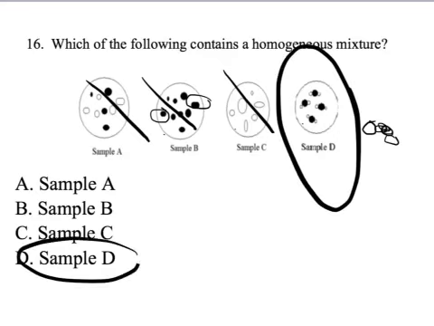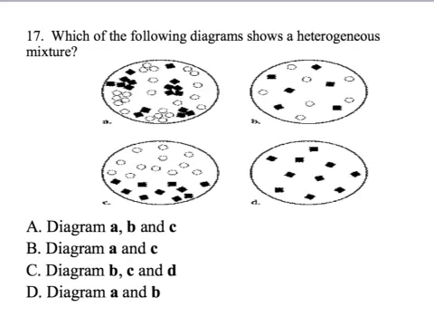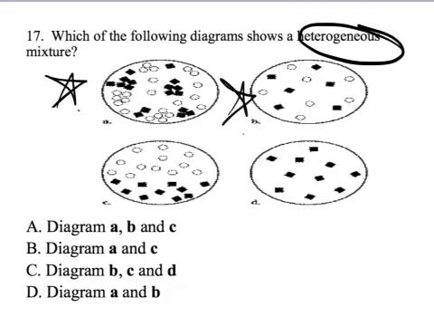Which of the following shows an example of a heterogeneous mixture? So, start thinking. What do you think the answer is? Okay, hetero means different. Diagram A is different, so that's a possible. Diagram B, well, that's different too. Diagram C, well, that's different, and they're not even mixed together, so that should clue you in.